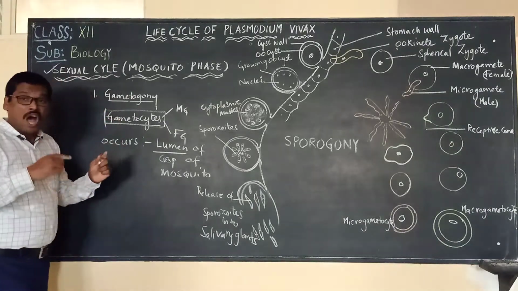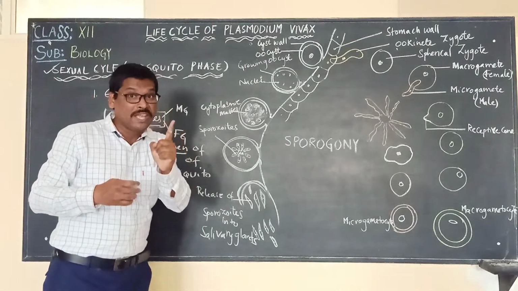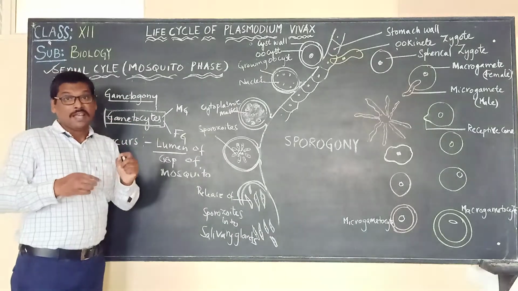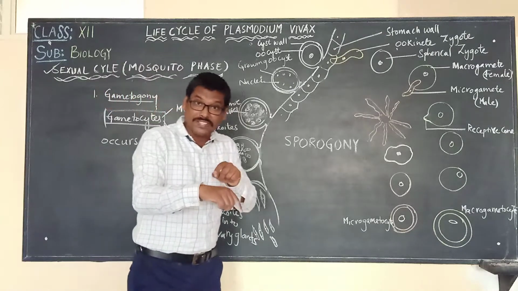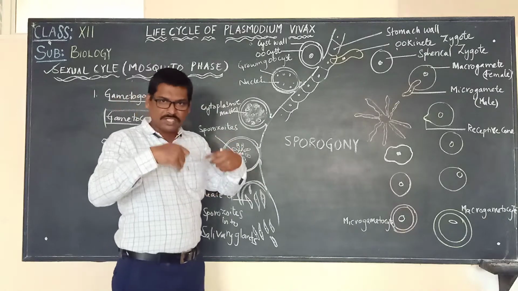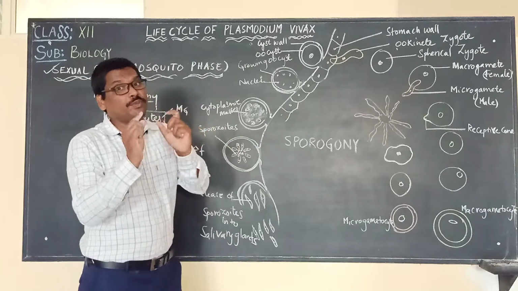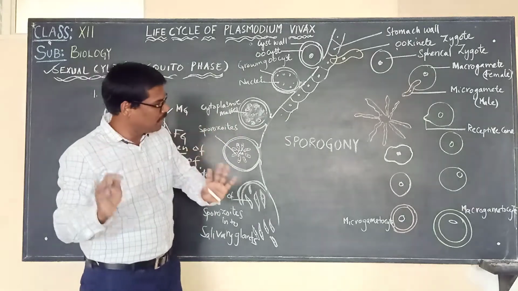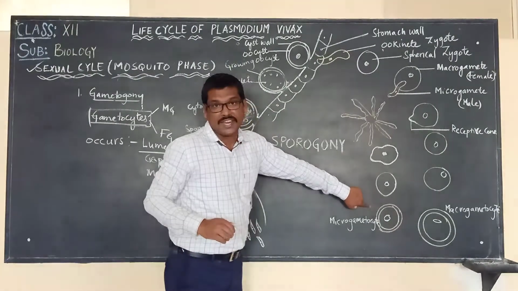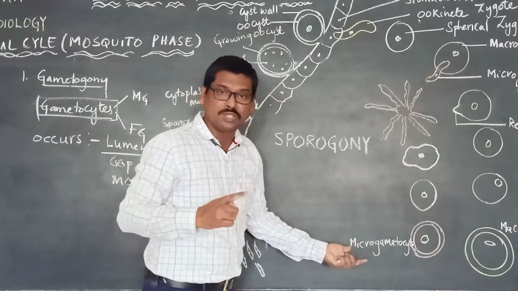Now we will see how the male gametes are formed from the male gametocytes, which we said are microgametocytes, that are carried from the blood of an infected person into the body of the mosquito. Once the gametocytes enter the body of the mosquito, they form male gametes and female gametes, and they fuse, meaning fertilization. So let us say this is the microgametocyte, which will be developing into the male gamete.